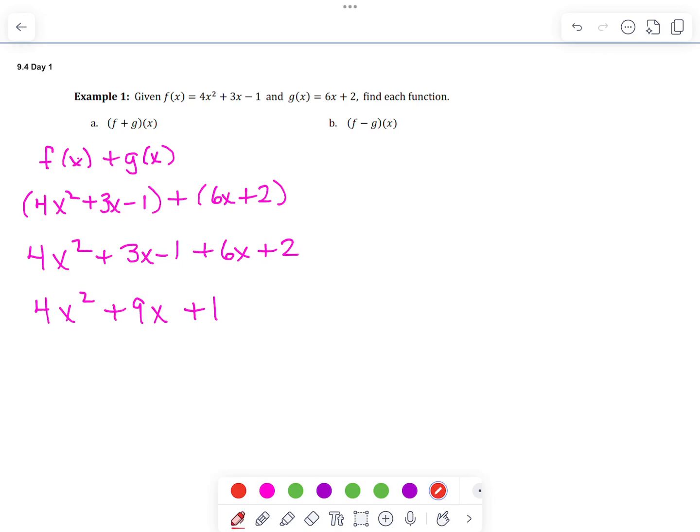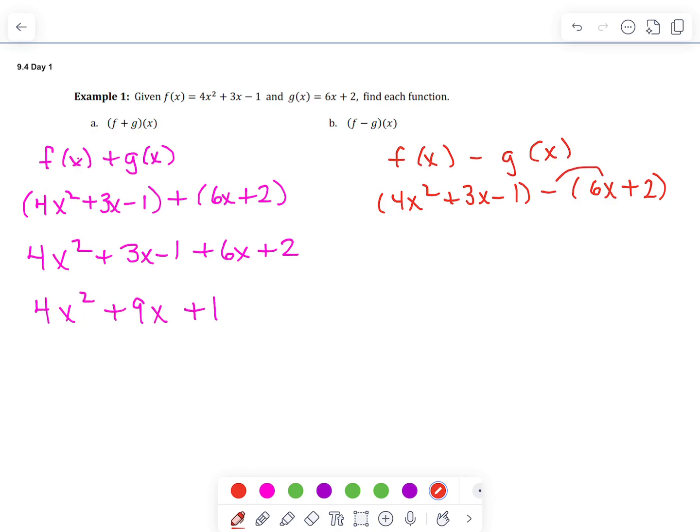Our second example, we're going to subtract the functions f and g. So we get f of x minus g of x. So it'll be 4x squared plus 3x minus 1 minus 6x plus 2. Now you want to be very careful in this next step. We have to distribute that negative all the way through that binomial. So we're going to drop the first parentheses of that quadratic and then subtract all the way through that binomial.